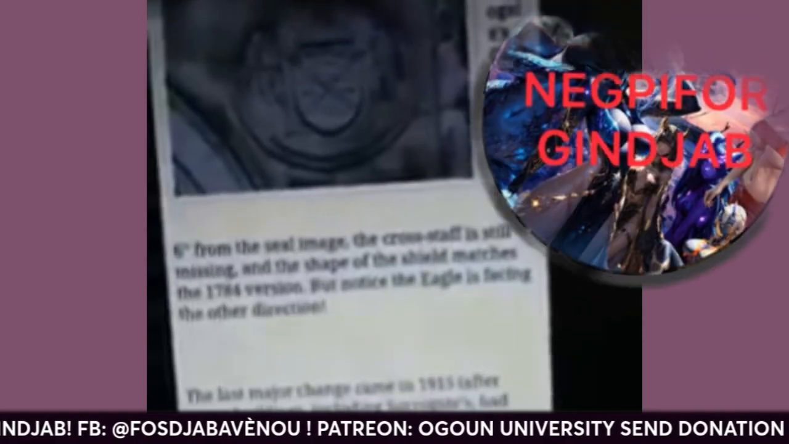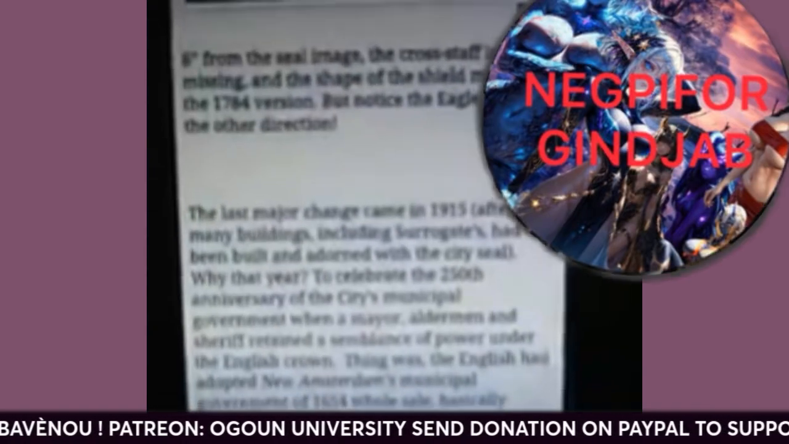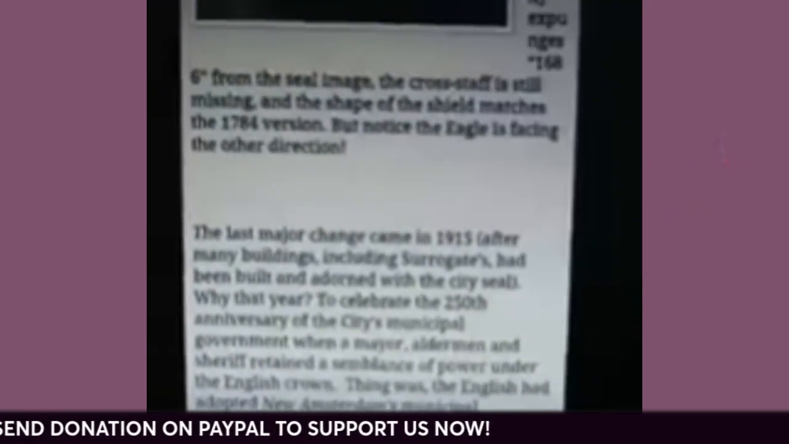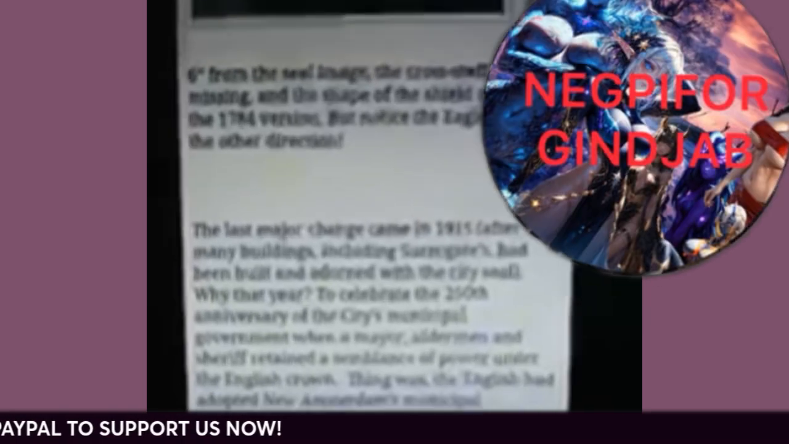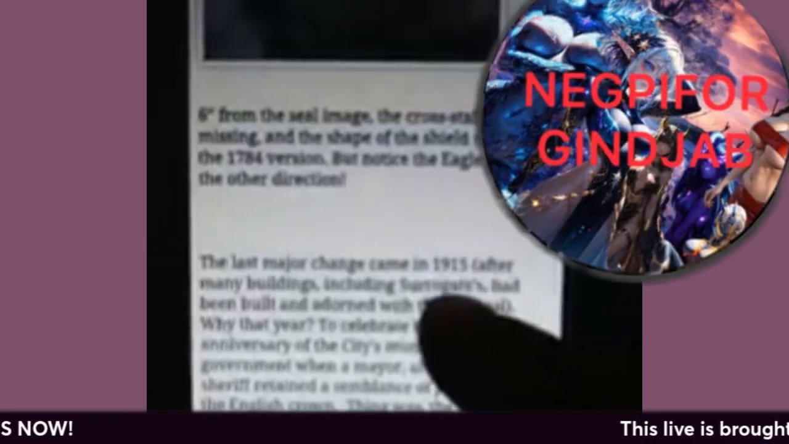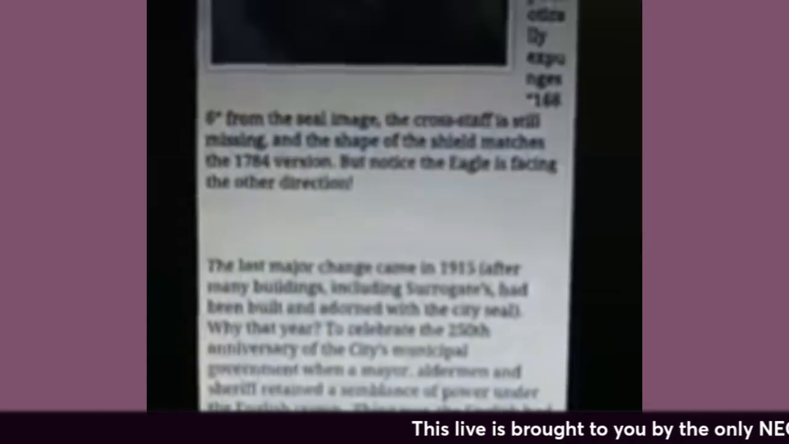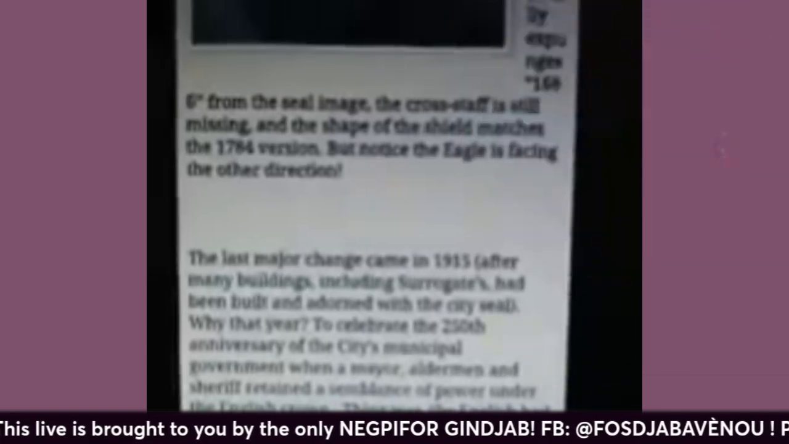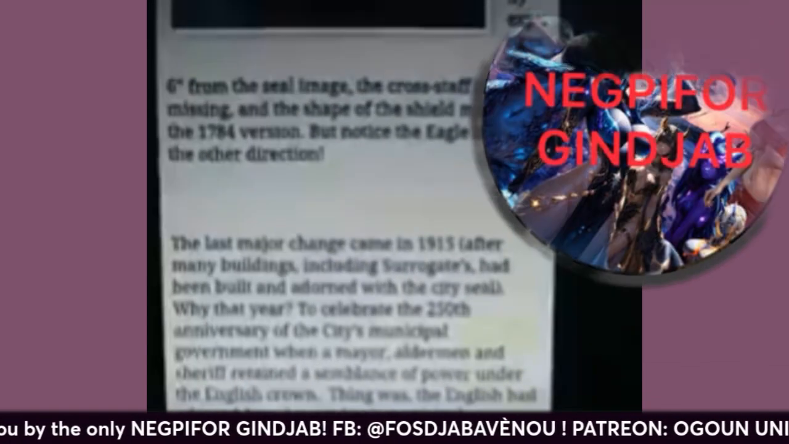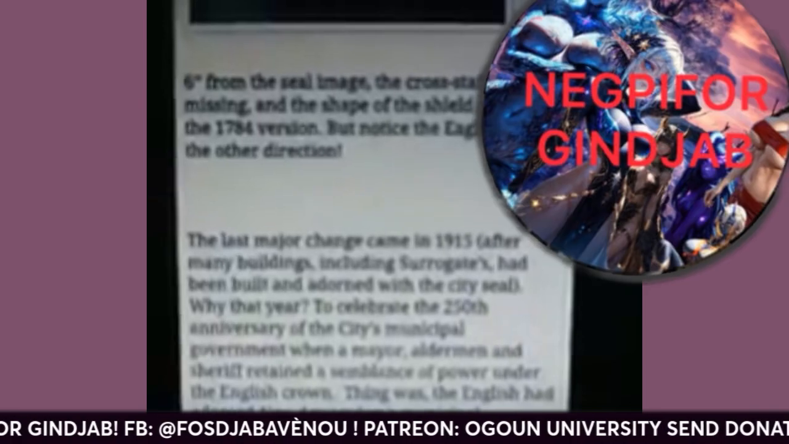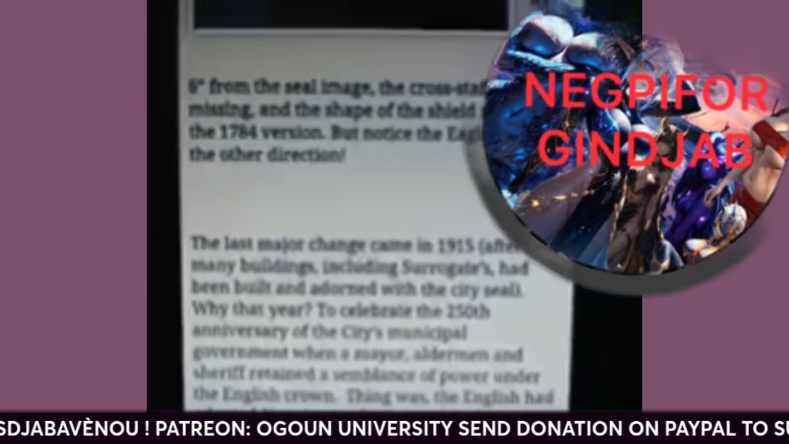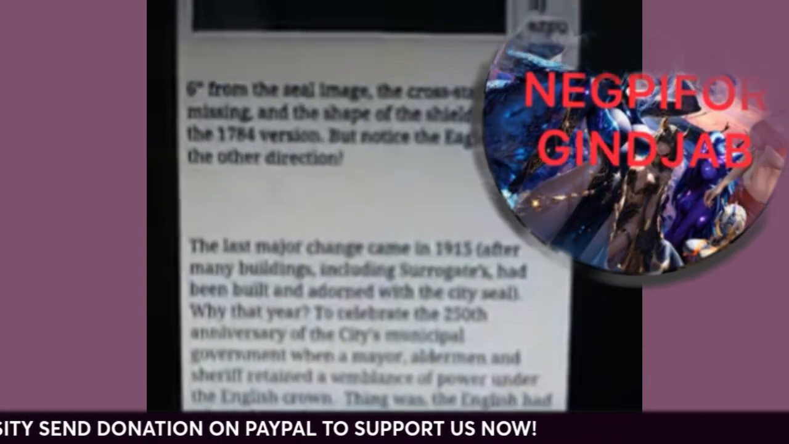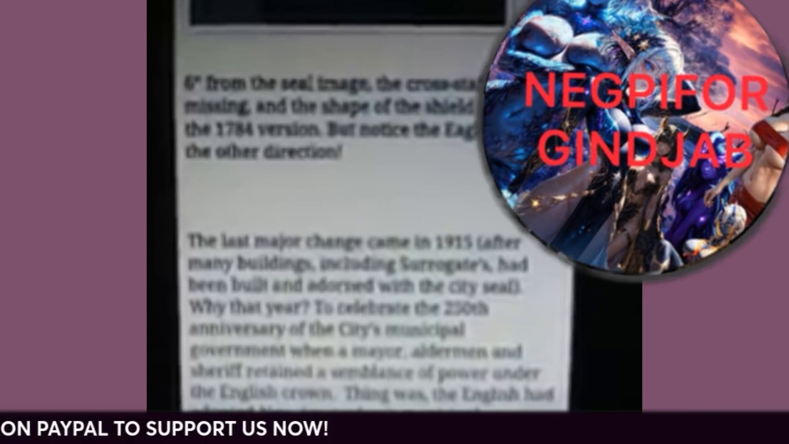Last major change came in 2015 after many buildings, including surrogates. Surrogate means substitute, people. That means substitute. Right? Had been built and adorned with the city seal. What year? Why that year? To celebrate the 250th anniversary of the city's municipal government, when a mayor, alderman, and sheriff retained a semblance of power under the English crown.